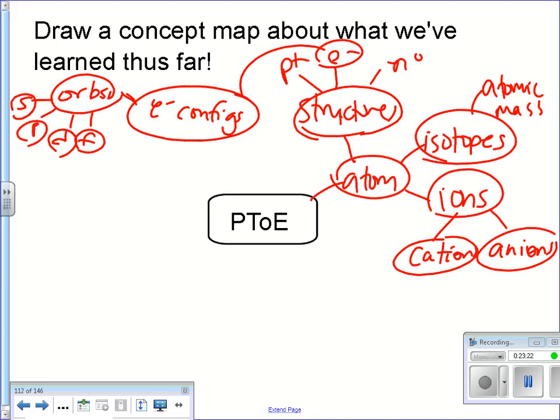Who made up this random SPDF stuff? What is it all related to? What model of the atom is it related to? What's the modern model called? Okay, I'm going to go like this and say quantum. So that's all related to the quantum mechanical model of the atom. The quantum mechanical model talks about electrons and their activities and what they can do. What was our lab based on yesterday?